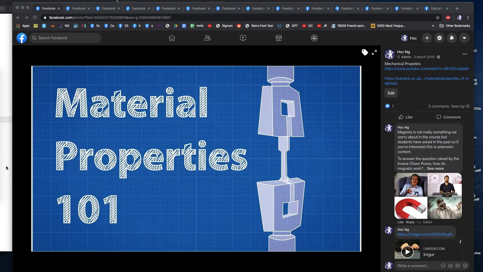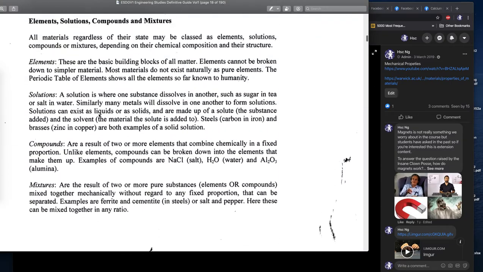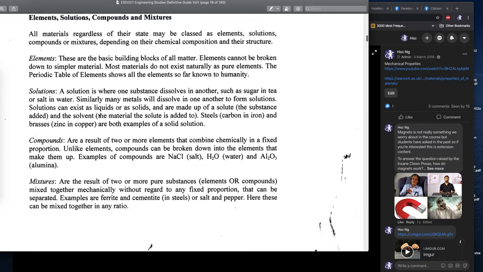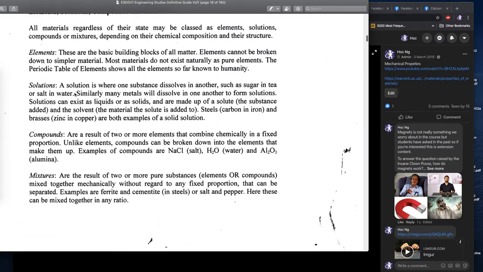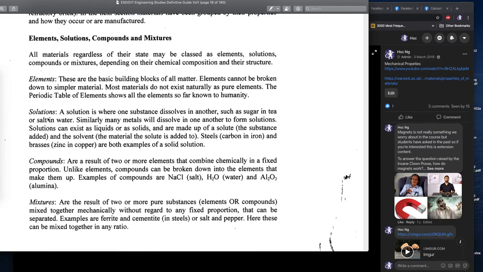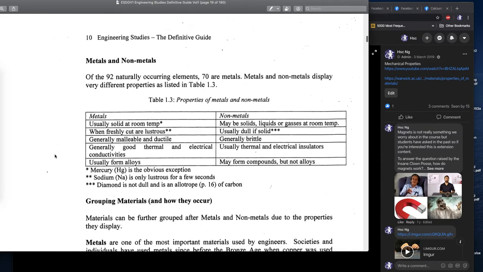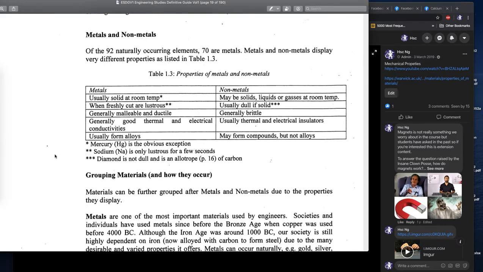In the last video, I went through simple machines and the classification of materials. To quickly recap on this classification of materials, we also learnt about elements, solutions, compounds, and mixtures. We'll go into some more detail on those now.